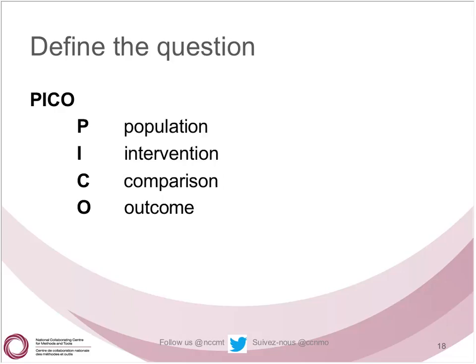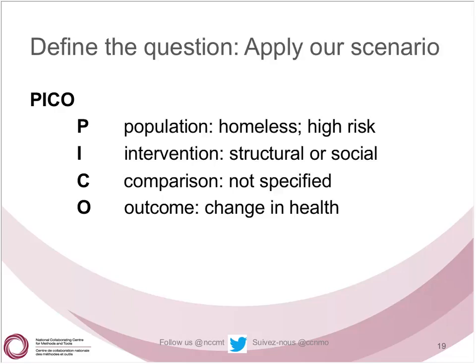So if we apply the scenario, our population, the P of PICO, we might define as homeless or high risk. The intervention we might be interested in would be a structural or social intervention, and you can get more or less specific depending on your preference. We won't necessarily specify a comparison in the scenario that we decided on, but we do know that we're interested in the outcome of a change in health.